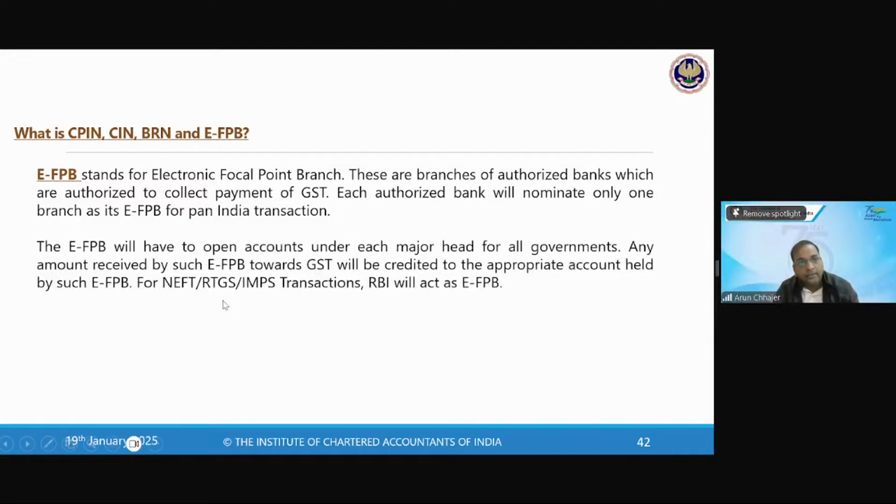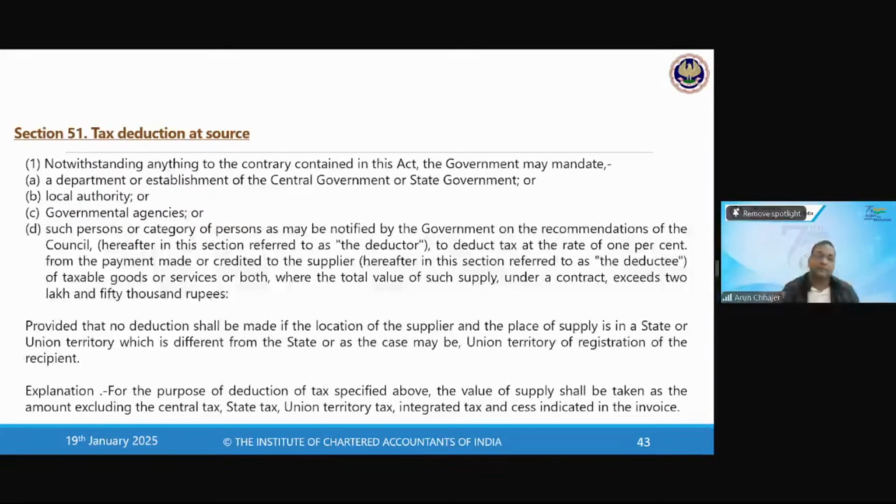I request you to please refer to the study material. You will find the detailed discussion. Now we are talking about the tax deduction at source.